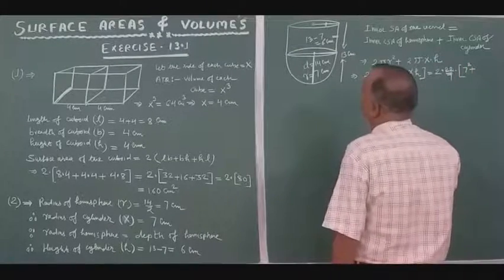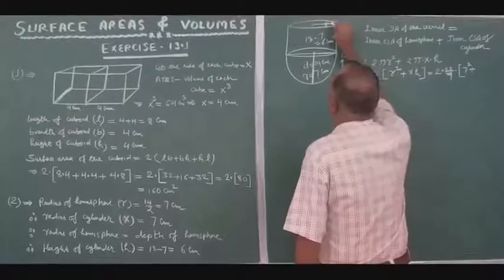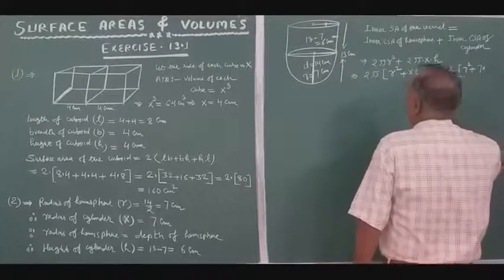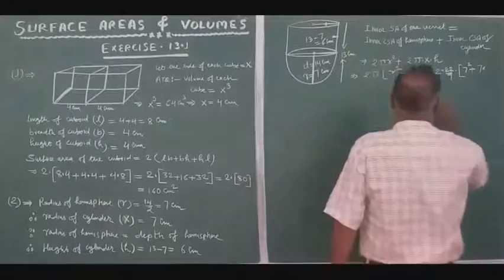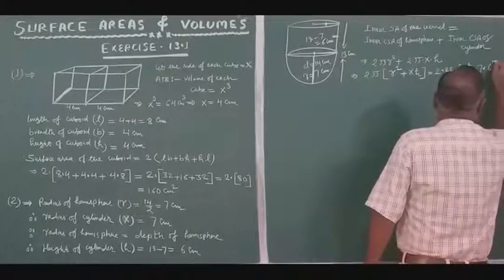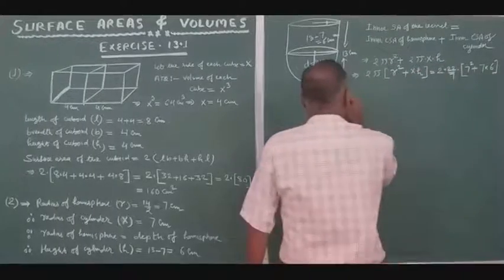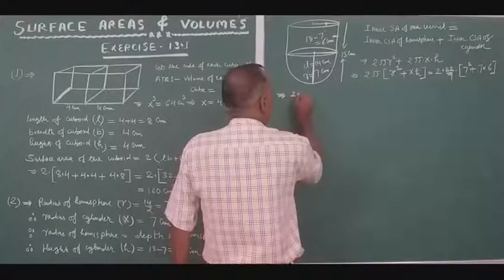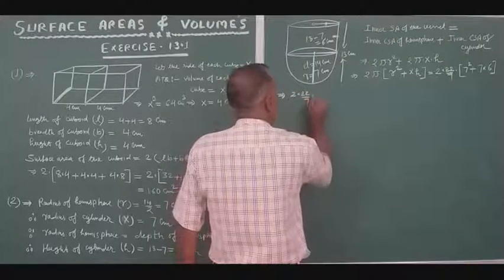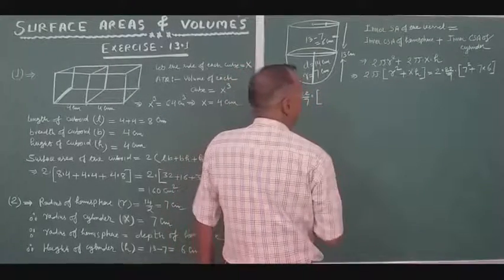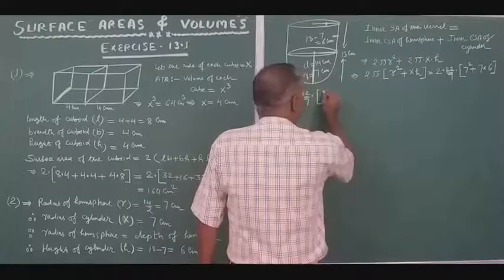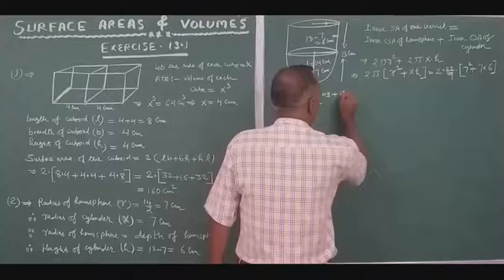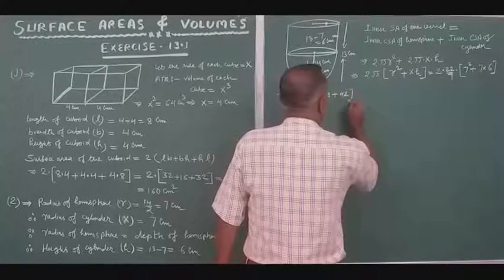What is x? The radius of this cylindrical portion, that is 7. And what is h? The height of this cylindrical portion, that is 6. Now just see the calculation: 2 × 22/7, and inside, 7 squared is 49 plus 7 × 6.